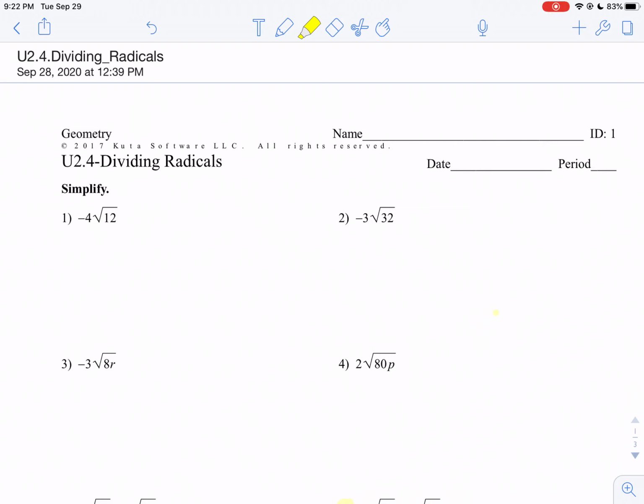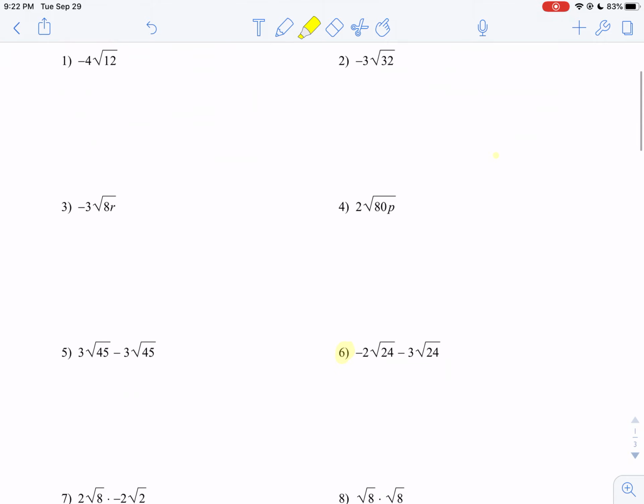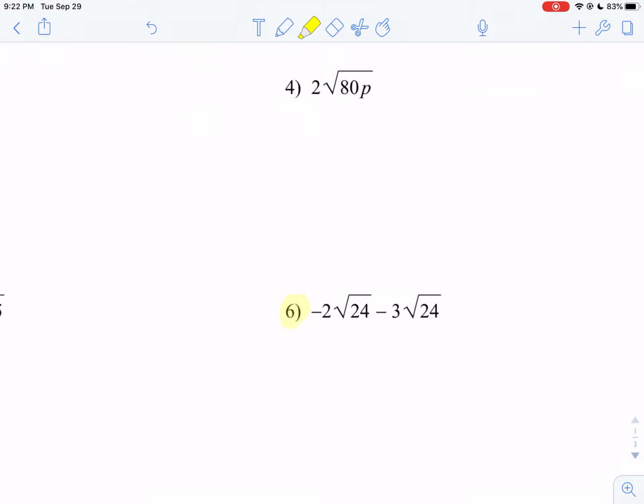Okay, class, this is worksheet 2.4, how to divide radicals. Just like 2.3, you have a few review problems. I think that by now you should be pretty good with simplifying radical terms, so I'm going to skip that. I am going to do one problem where you combine like terms.